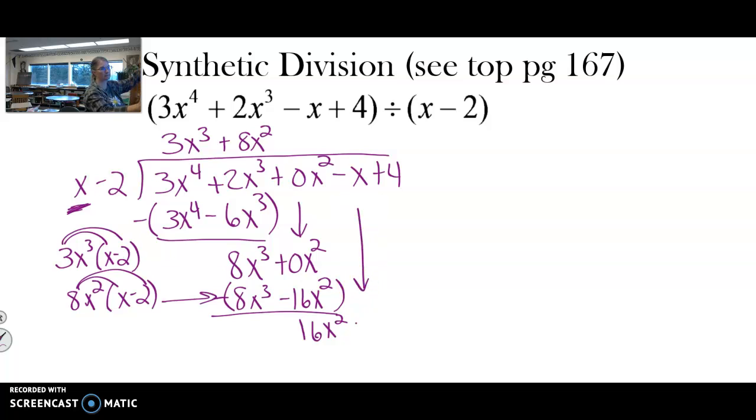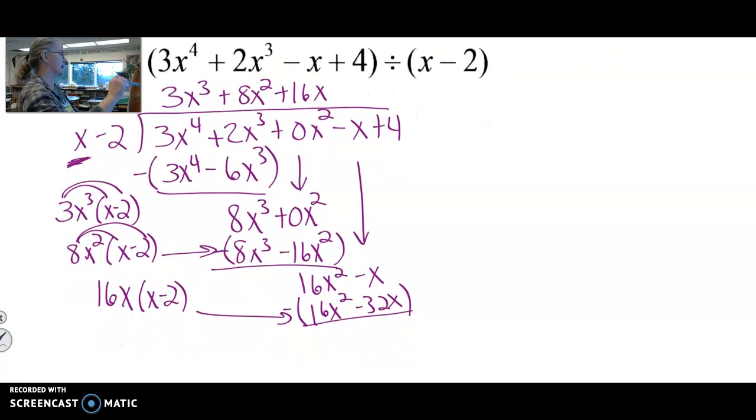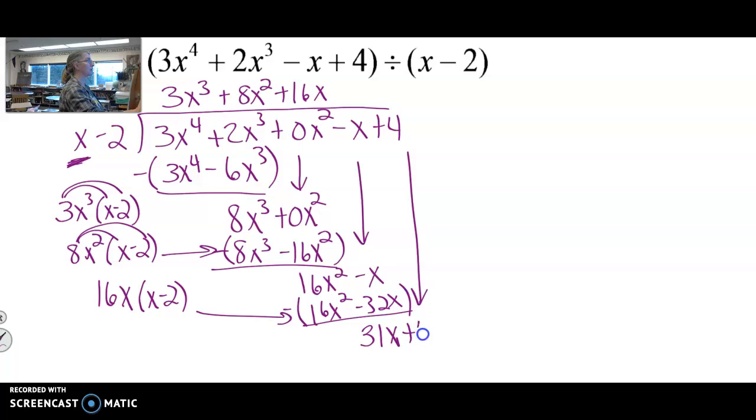Bring down this minus x, and you have to multiply x by 16x to get 16x squared. So multiply 16x by the divisor and write that down here. This is 16x squared minus 32x, and you're going to subtract. So when we subtract, a negative 1x minus a negative 32x, you add the 32, so it's going to be 31x, and then we're dropping down the 4, and I'd have to multiply x by 31.